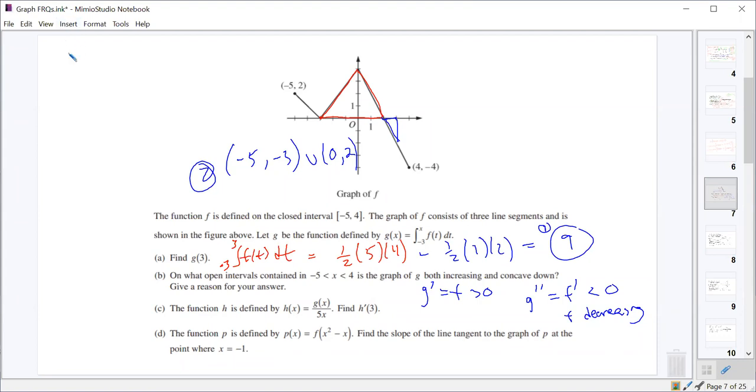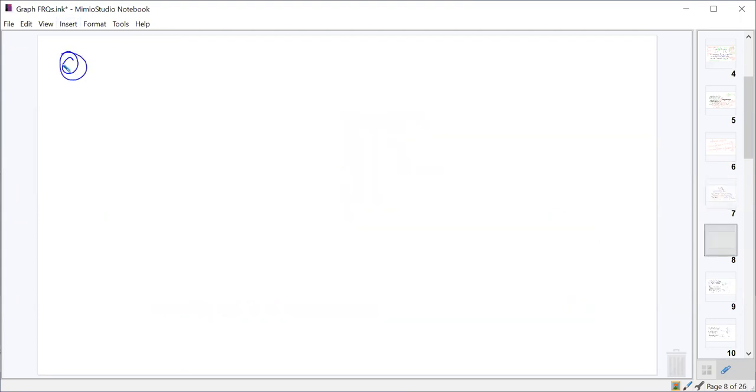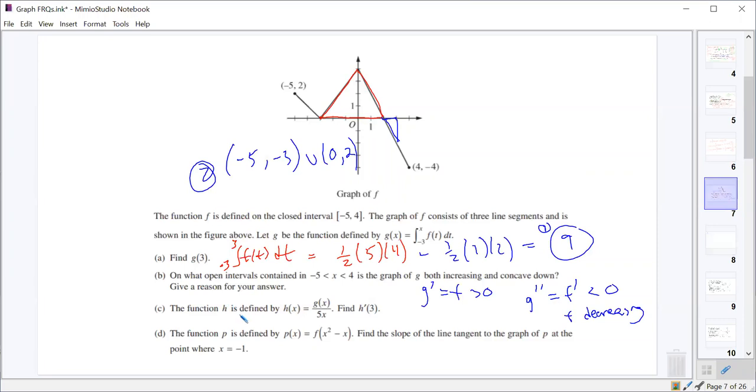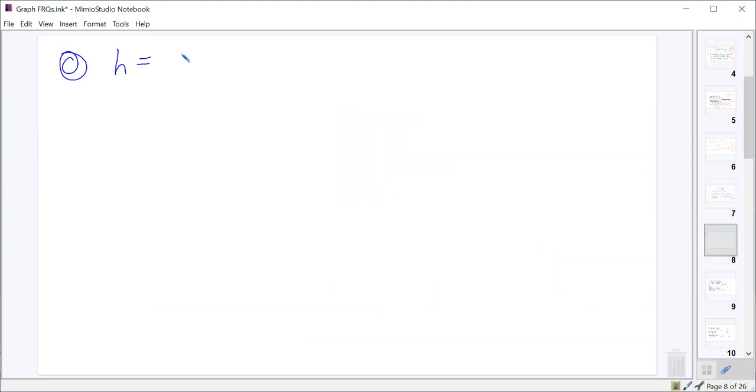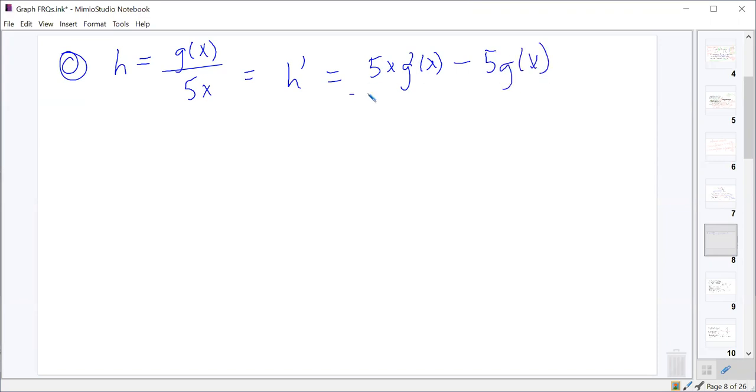Okay, so part C is asking us about a new function h of x, which is g of x over 5x. In order to find h of x, we just need to take h prime of x, we just need to take the derivative using the quotient rule. So that'll be 5x times g prime of x minus derivative of the 5x, which is 5, times g of x, all over the denominator 5x squared.